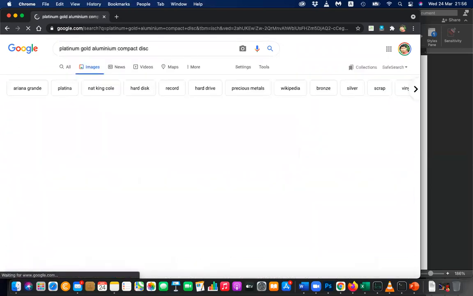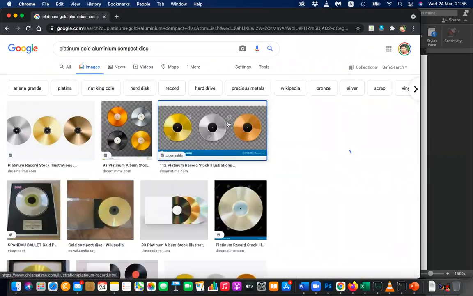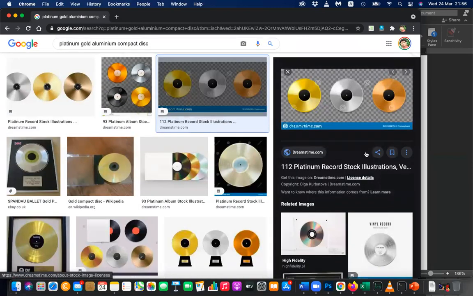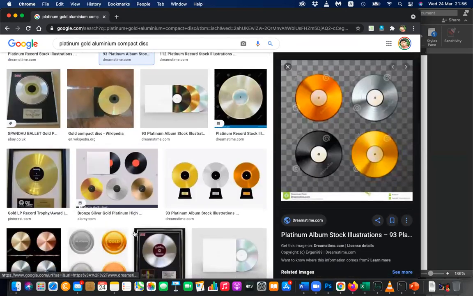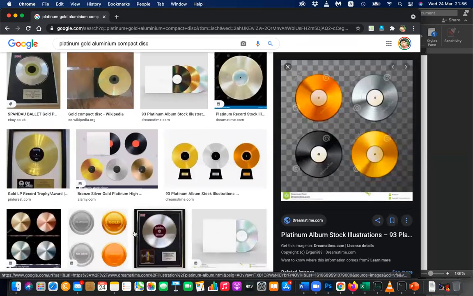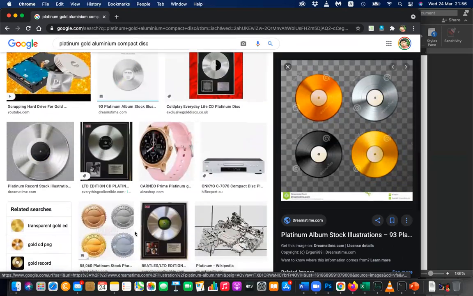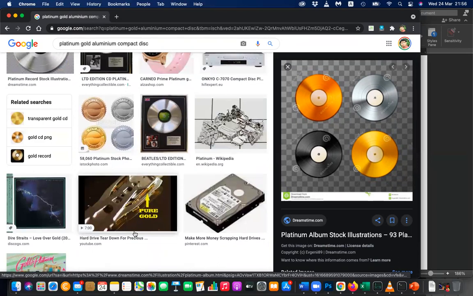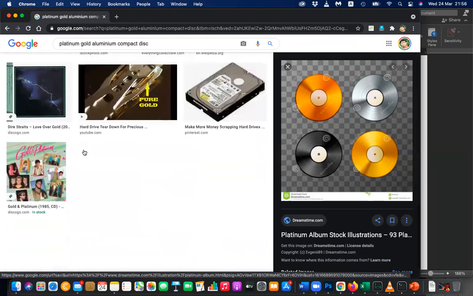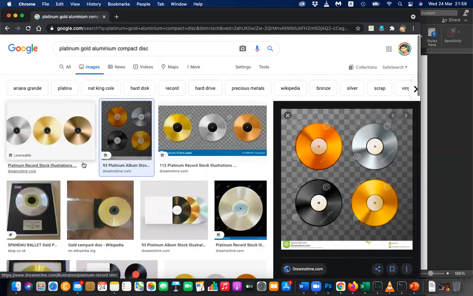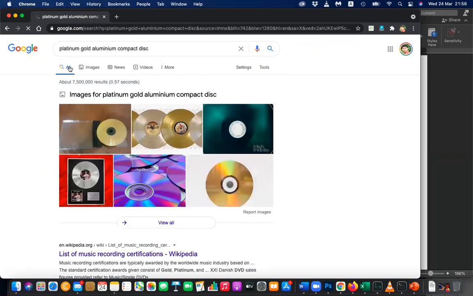Just search on YouTube, I think you can find all these things. You can see platinum. These are the things, showing the colors, so you can see there are various versions. Mostly we use the aluminum version of the CD.